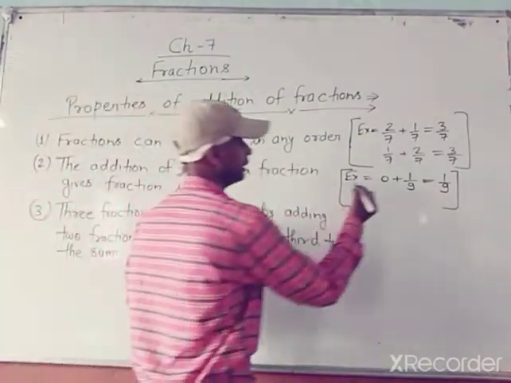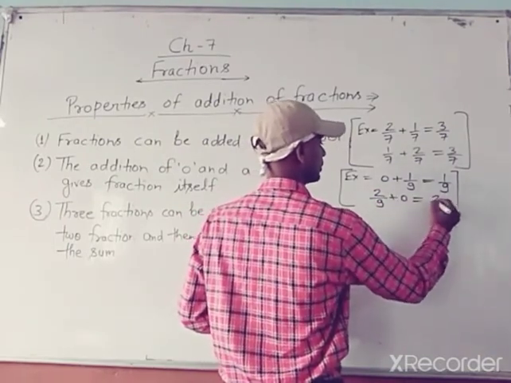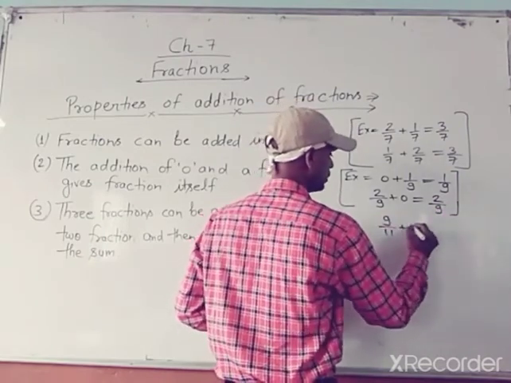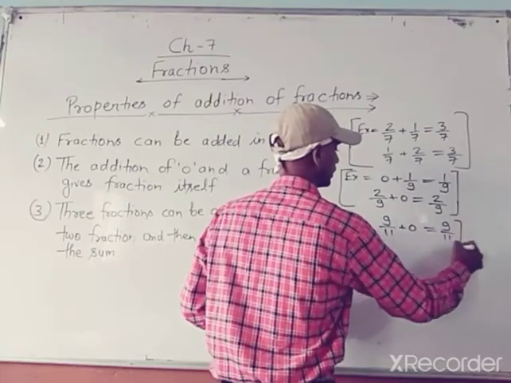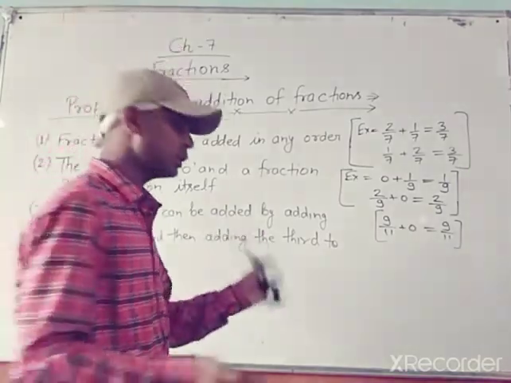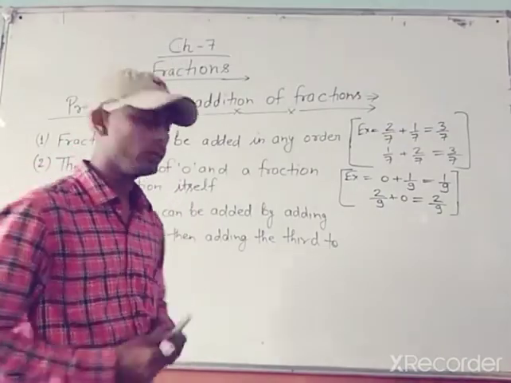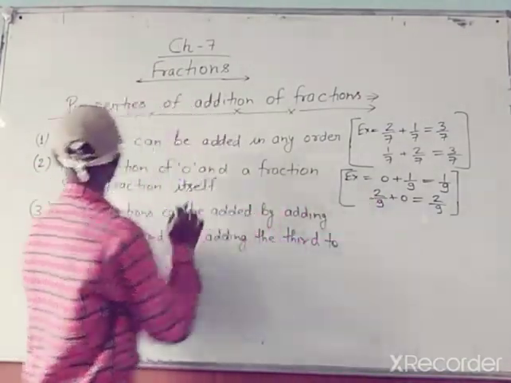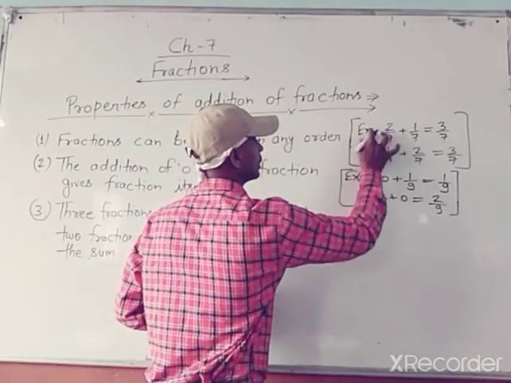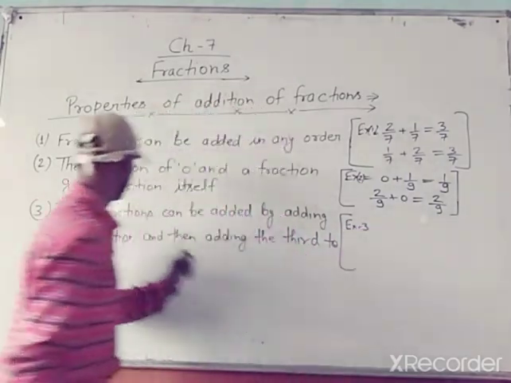Okay, again 2 by 9 plus 0, the sum is 2 by 9. 9 by 11 plus 0, 9 by 11. Clear? In this way we can say the sum of 0 and any fraction is equal to the fraction itself. Okay? This is an example for the second property. Now you can write here 2, 1. Now 3 for the third property.